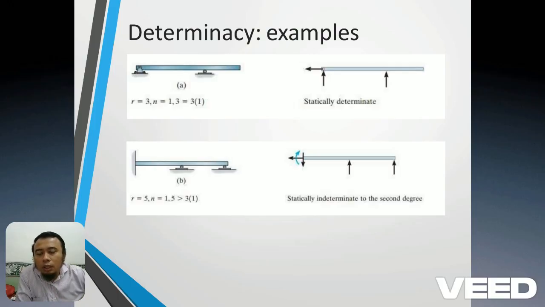So why do we need to distinguish between these two? Because if it is indeterminate to the first degree, then in the force method you need to add one force. But if it is indeterminate to the second degree, then you need to add two forces. So a lot more equations and a lot more diagrams need to be developed.